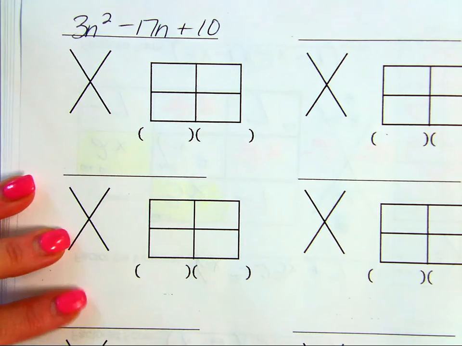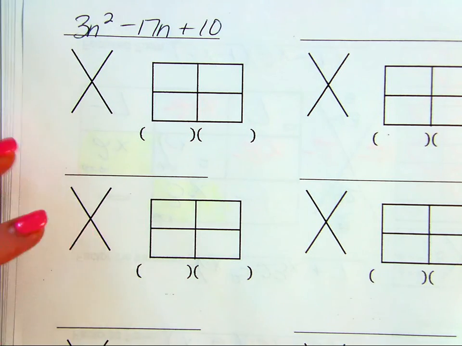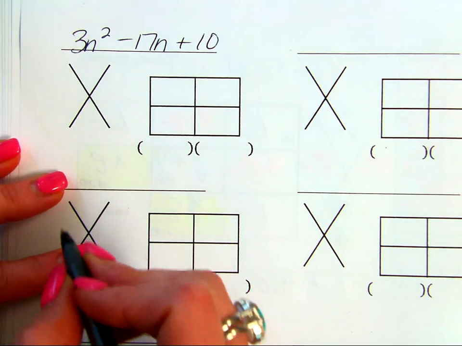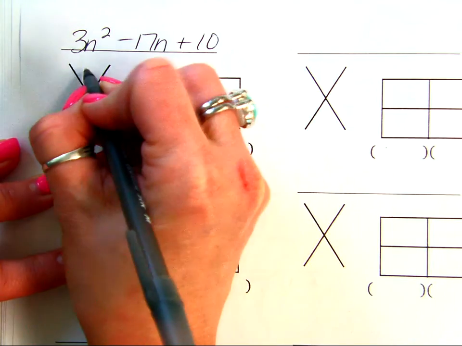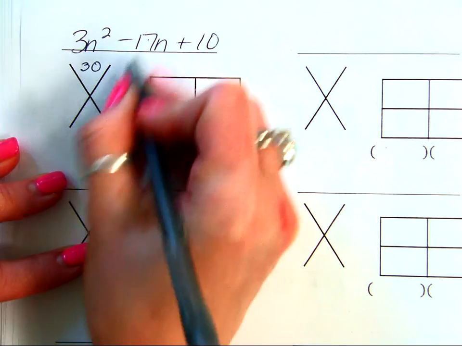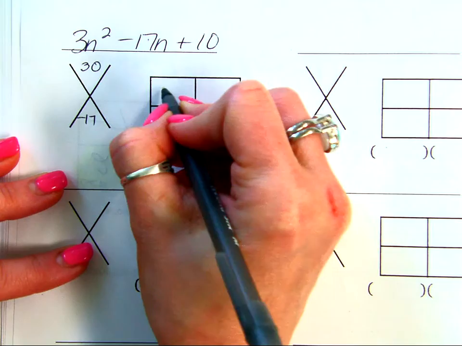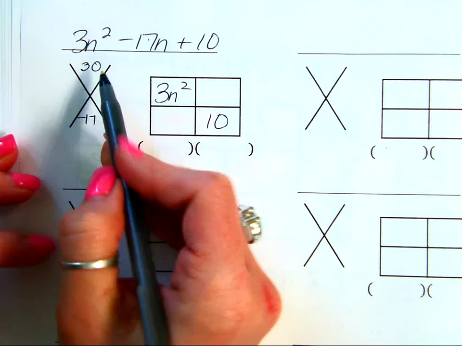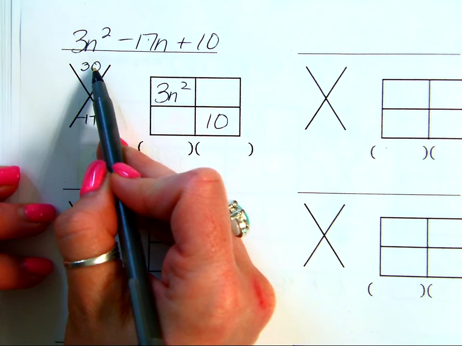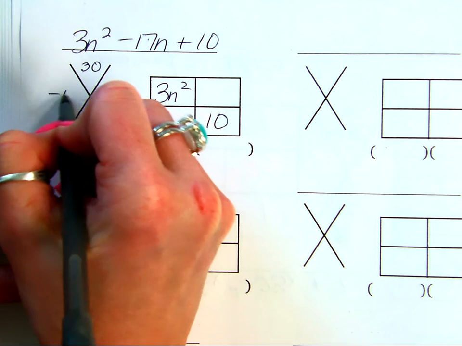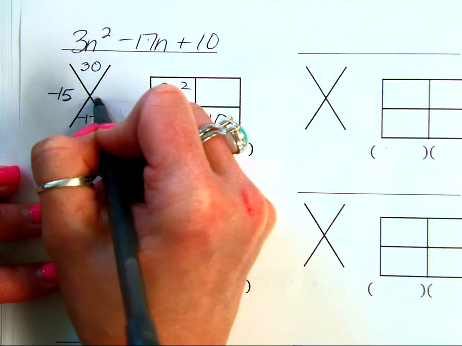You get this? Yes. Xbox method is awesome, isn't it? How do you do the Xbox method? Okay. So this is your A times your C, which is what? This is your B. Your A term goes here. Your constant goes there. Two numbers that when you multiply them, you get 30, but when you add them, you get negative 17. Negative 15 and negative 2.